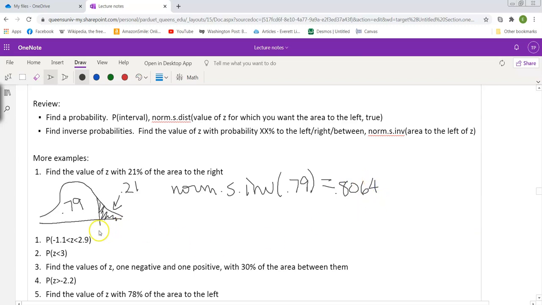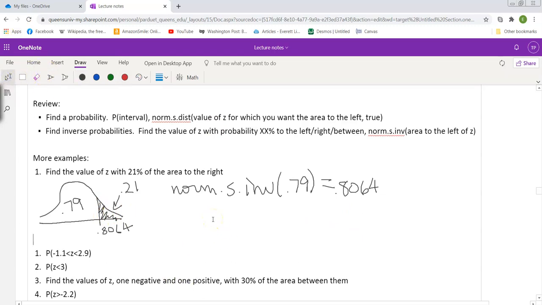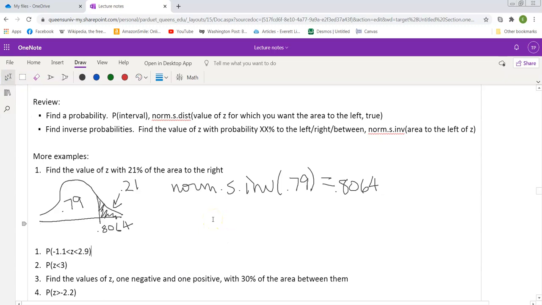If you ever wanted to check your work, you could find the probability that Z is greater than 0.8064, and that should give you 21%. You don't have to, but. All right, so that's the first one.